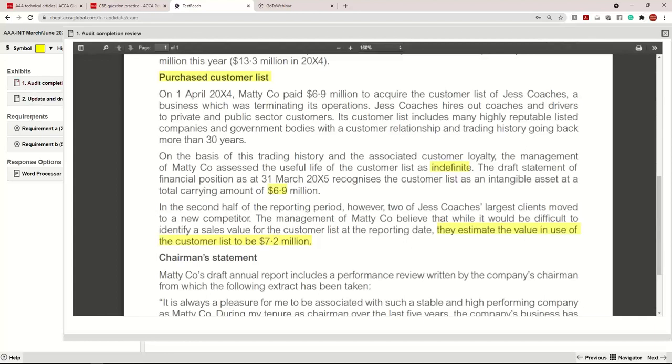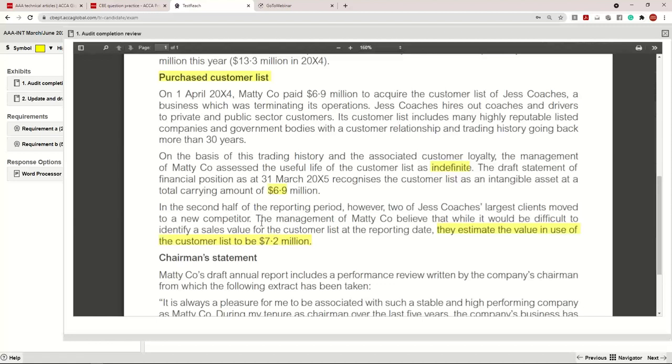So has the management done everything right? They've recognized it as an intangible asset. They are using the indefinite life model and they're carrying out the impairment review. Does anything seem wrong here? When you are writing the answer for this matter, you will find the materiality of $6.9 million. You will write the accounting treatment. You will appreciate the accounting treatment. But the only risk is if the management estimate is wrong, the management might be understating the impairment loss.